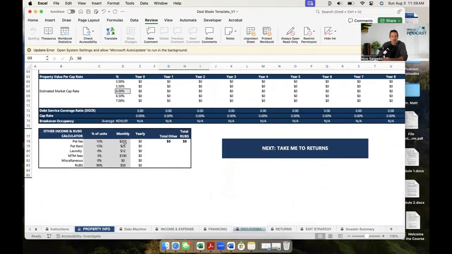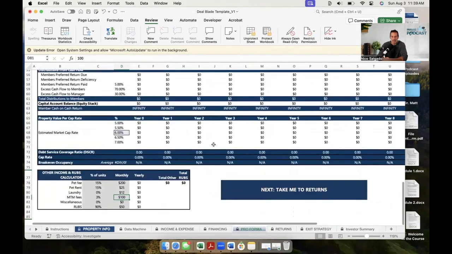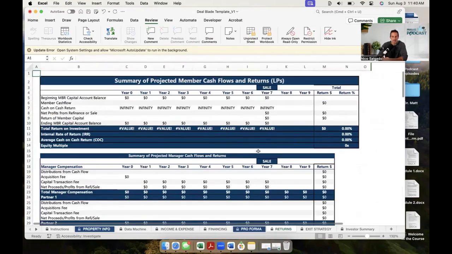If you want a full other income and RUBS calculator, I have it at the bottom. Just look, it's all grade. You can adjust these as well. And this helps you factor in total other income and the total RUBS. Now we click on Take Me to the Returns tab. And this is where it's done for you.